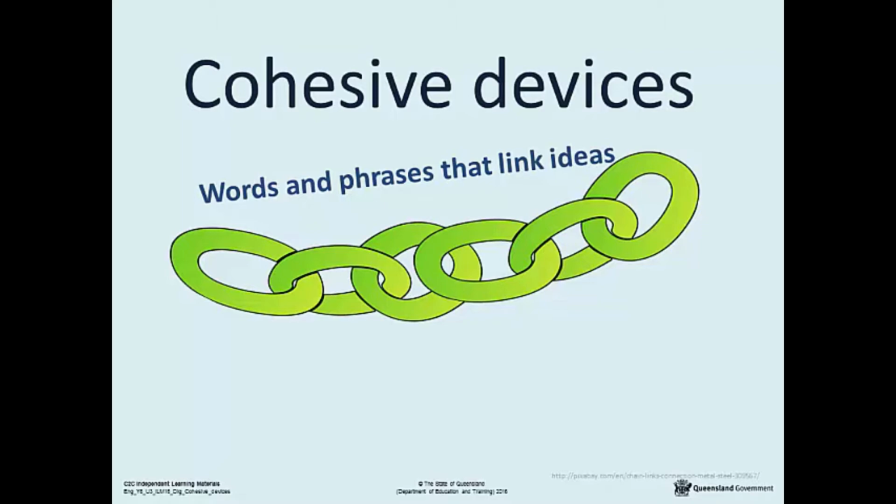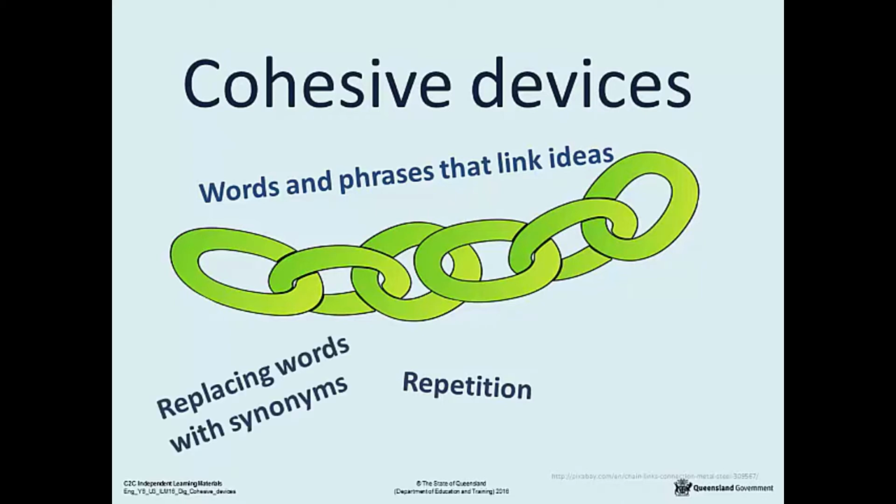Some examples of cohesive devices are repetition. If keywords are used again and again, it lets the reader know that this is important. You don't want to overdo this one though. Replacing words with synonyms helps the reader stay focused on what the main idea is without having too much repetition. Omitting words tightens the language to omit words that are not necessary. Now we will look at an example of each of these cohesive devices.